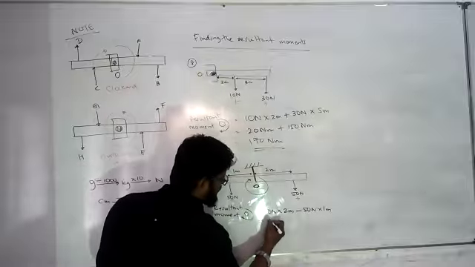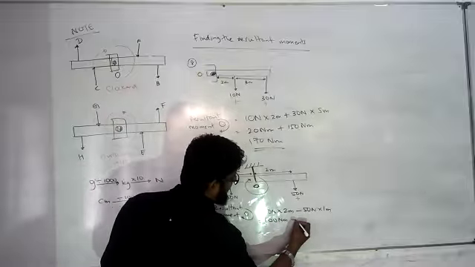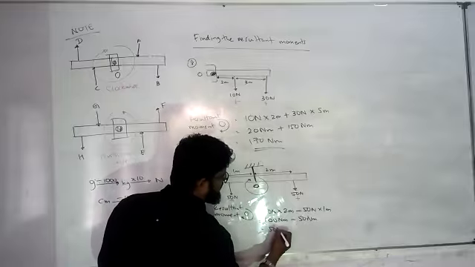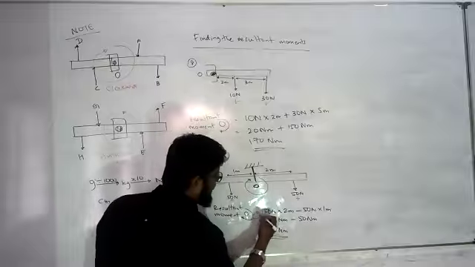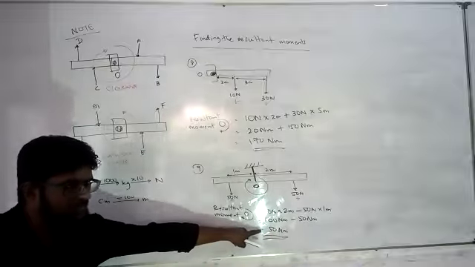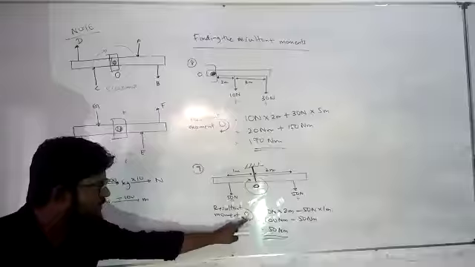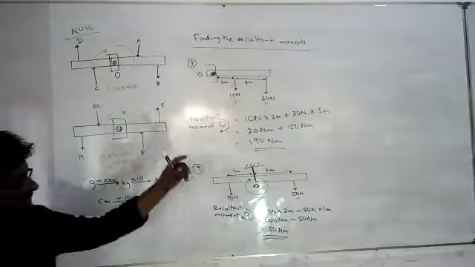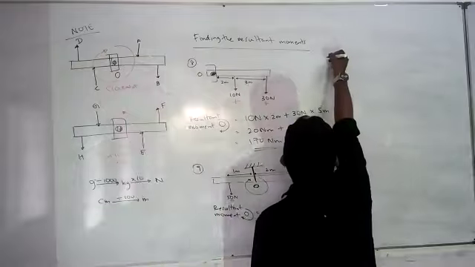Now 50 into 2, 100. Minus 50 into 1, 50. So what is my answer? 50. Tell me, is it a clockwise or anti-clockwise answer? Plus, no? Answer plus means my direction is clockwise, so clockwise should be the result. Is that clear? Go ahead.